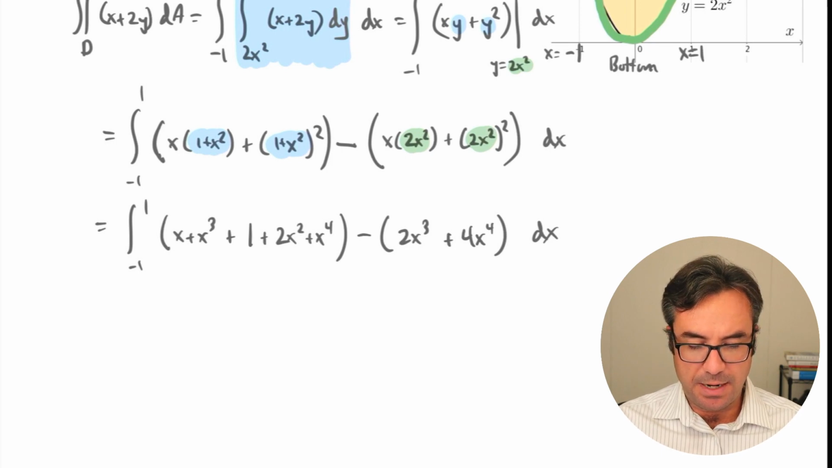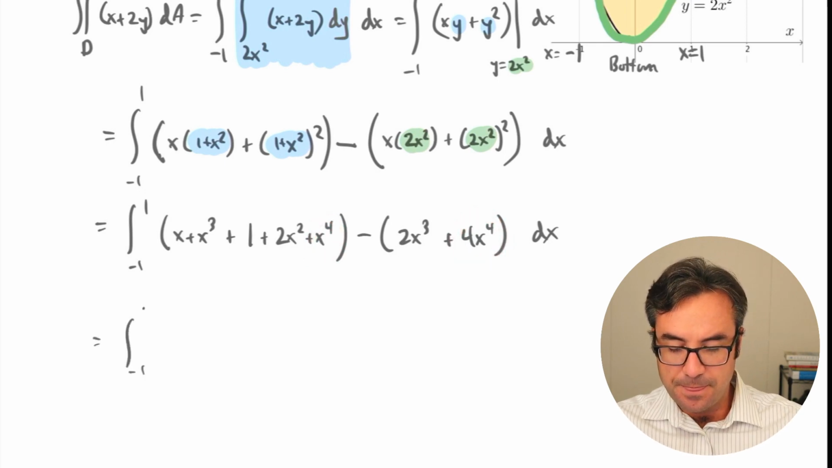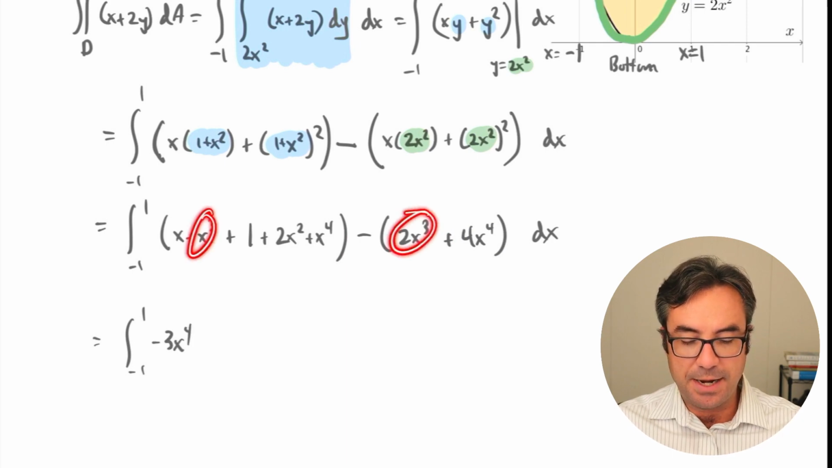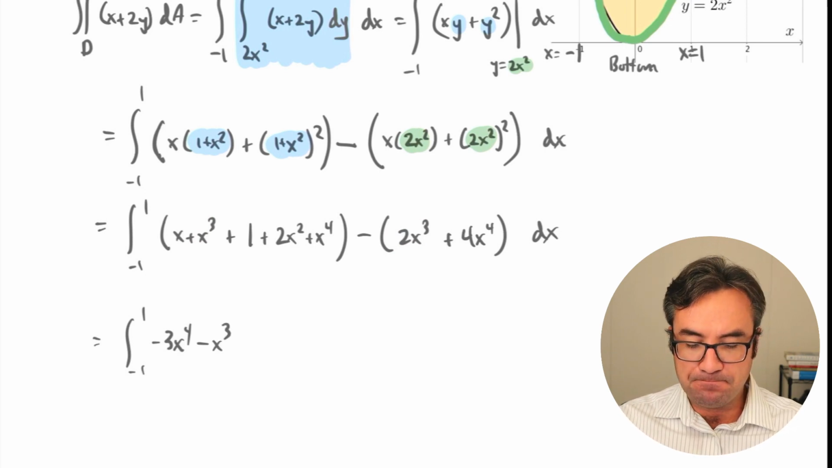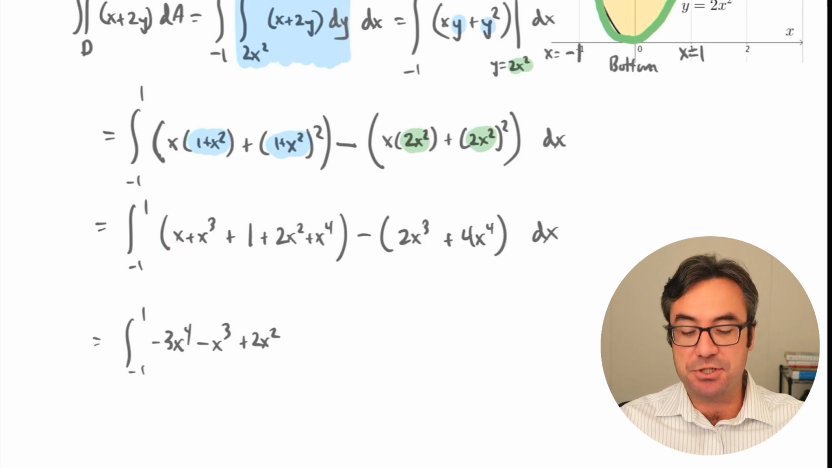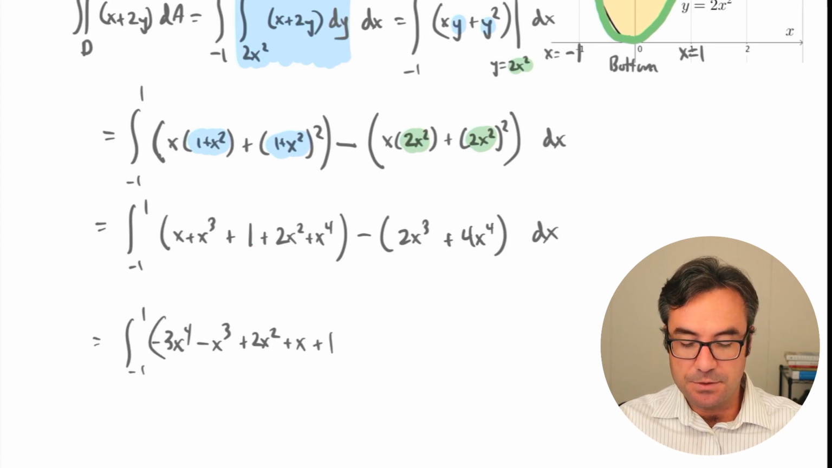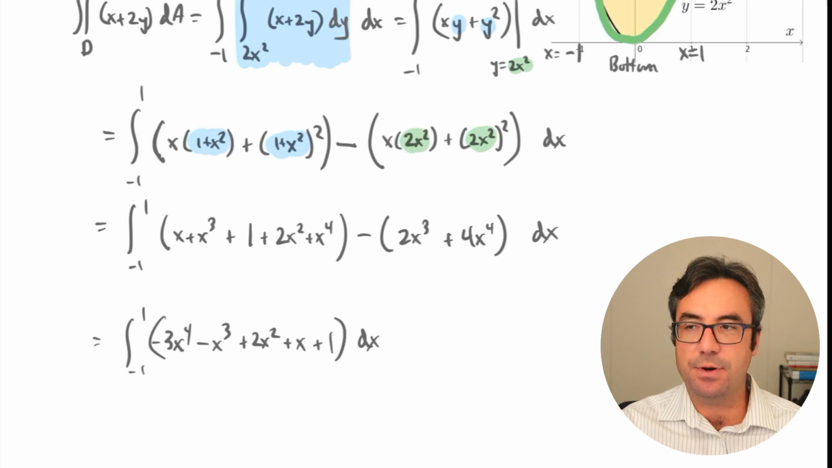And what can we combine here? Well, we've got an x to the fourth and an x to the fourth, so we can combine those. We're going to end up with negative 3x to the fourth. Then we have an x cubed and a minus 2x cubed, so we'll have a minus x cubed. Then we have a 2x squared, the only x squared term, so plus 2x squared. Then a plus x, the only x term, and then a plus 1. So we get our function all simplified down, and now we're ready to get the antiderivative.